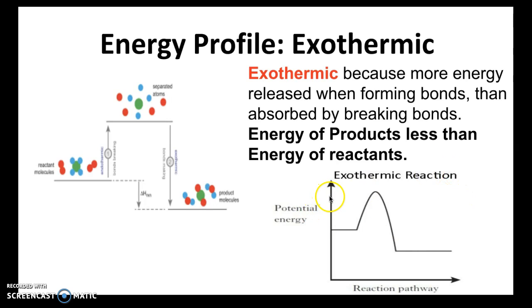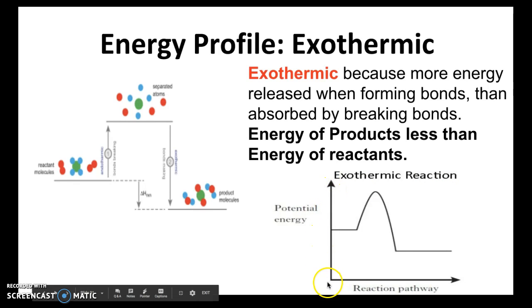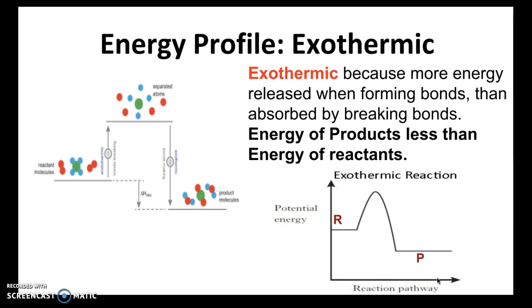Take a look at what's on the X and Y axes. On the y-axis, you have potential energy, and on the bottom is reaction pathway. That just means the reaction is proceeding along. And when we're doing energy profiles, the first thing we want to do, after we draw the correct profile, is label our reactant and product. So we start off with reactants. The first line is reactants. The second line is our product.